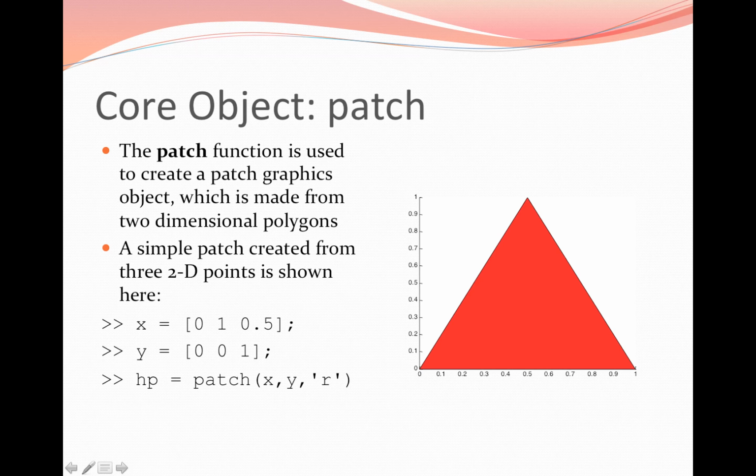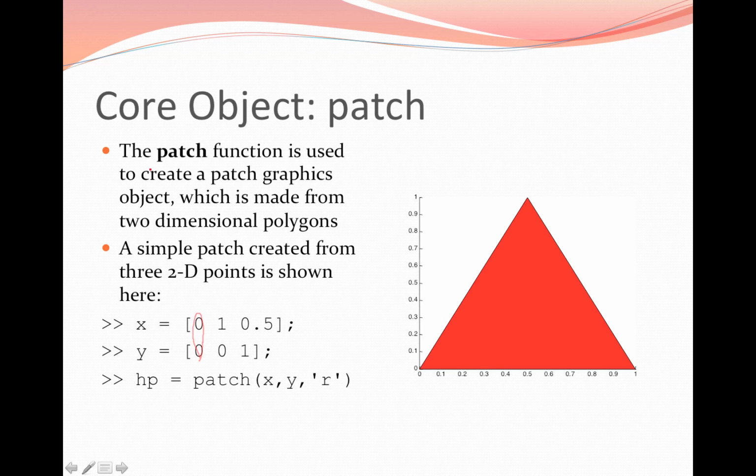Another core object is the patch function. So the patch is used to create a patch object, which is basically made up of polygons, in this case in two-dimensional space. So here what I've done is I've created x and y vectors to store the x and y coordinates of the points that I'm using in my patch. So in other words, I have 3 points or vertices.